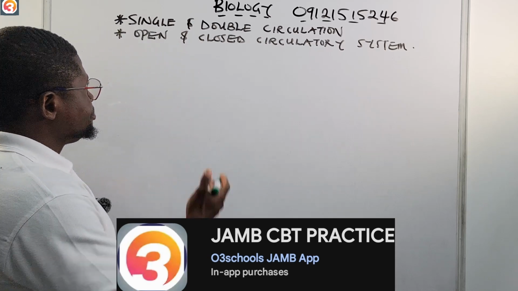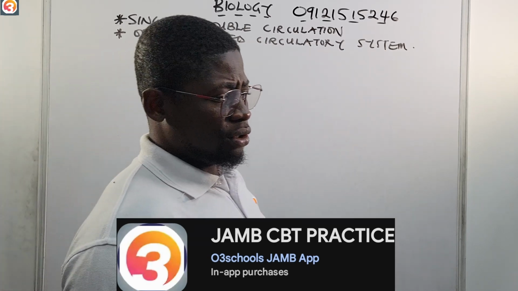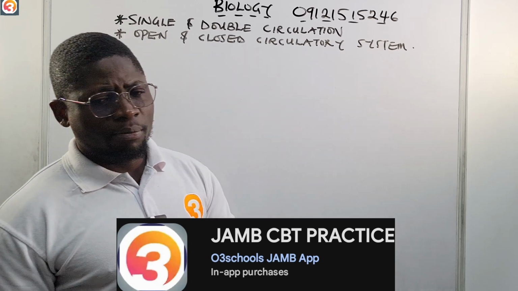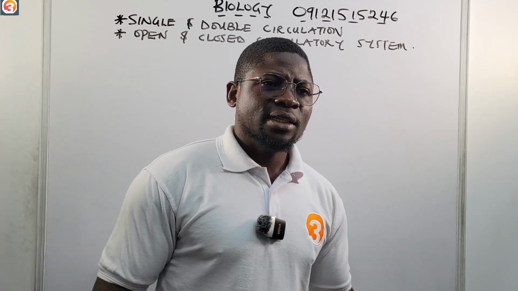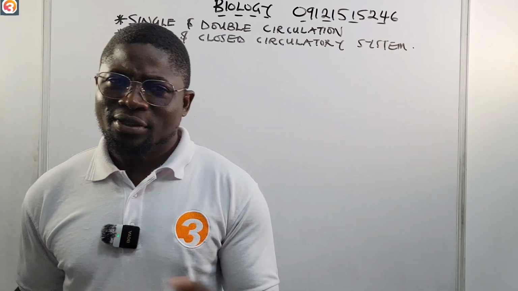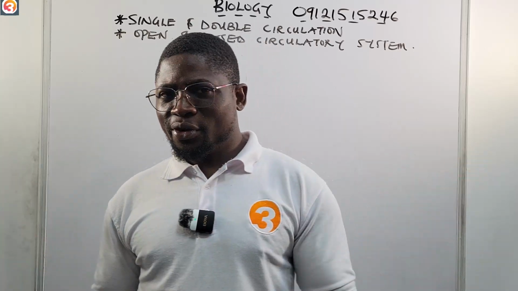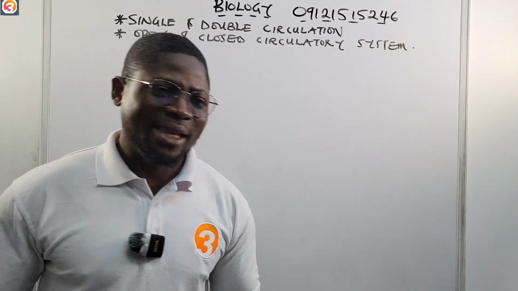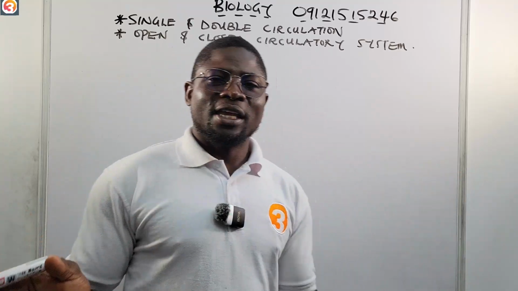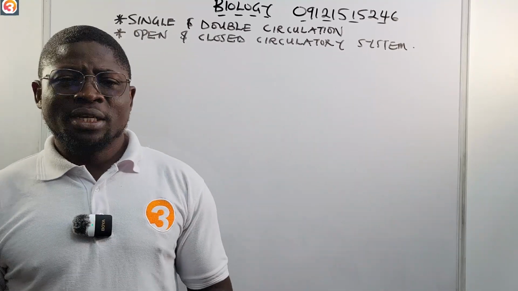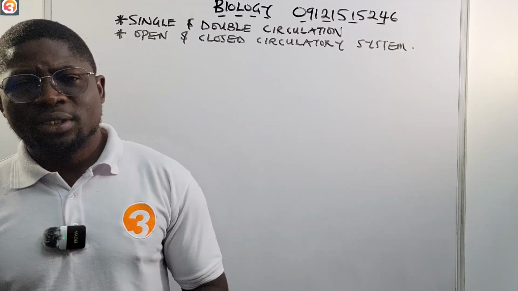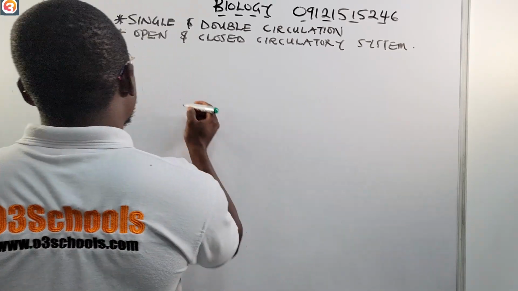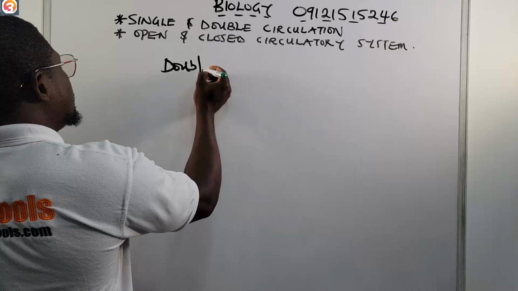So, single and double circulation. We talked about the heart in the last class, and we learned a lot about how blood moves, how the oxygenated blood and the deoxygenated blood move, and the organs or the vessels that carry this blood from here to there. But today we want to talk about single and double circulation. We'll begin with double circulation, before we come to single.